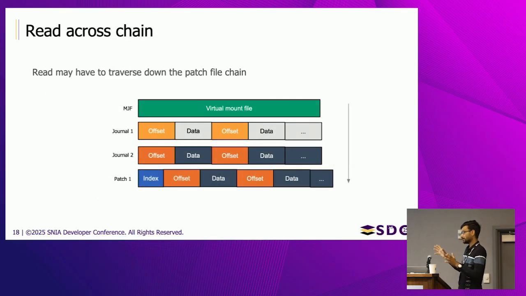Because you have this patch file chain structure, to actually issue a read, what you have to do is mount a virtual file over this patch file chain. Then if you issue a read to any particular offset, your read may have to traverse down the chain to find the most recent file to which it was written.